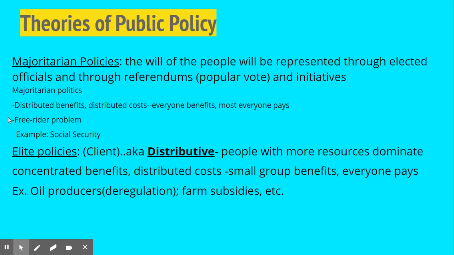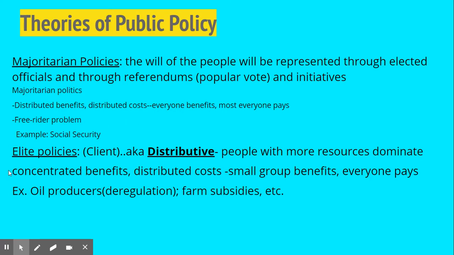So there is, however, a problem with the free rider, a person that will benefit from it but does not pay. But for the most part, majoritarian would be something where the will of the people is represented through these officials and through referendums or popular votes and initiatives, and they are, like I said, widely distributed, and the costs are also widely distributed. Okay, so a majoritarian example would be Social Security.